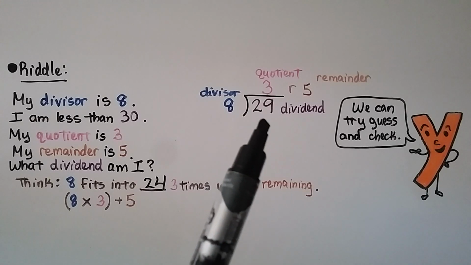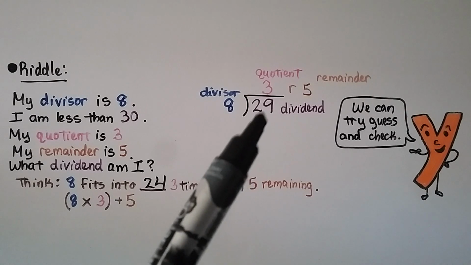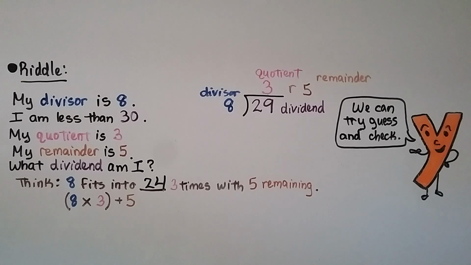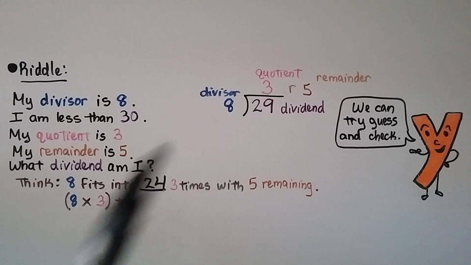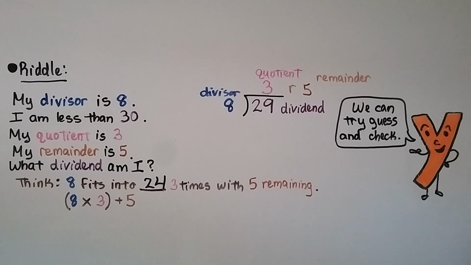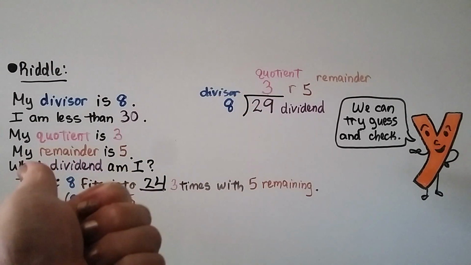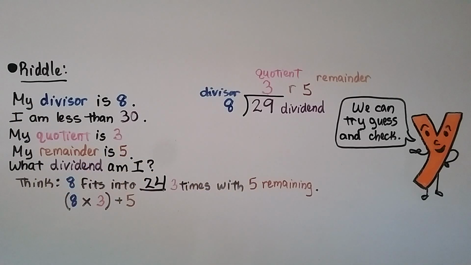If you said 29, you're right. And if you have trouble figuring out riddles like this, you can even try guess and check to see if the dividend, or the missing number you come up with, fits into the problem. 8 times 3 is 24, but it doesn't fit evenly. We can count on: we have our 3, 8 times 3 is 24, 24, 25, 26, 27, 28, 29. Yeah, if we had 5 left over, the dividend would be 29. So we know the answer is 29.